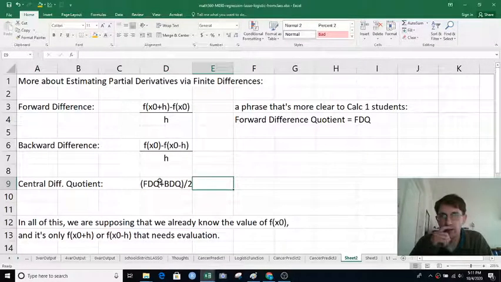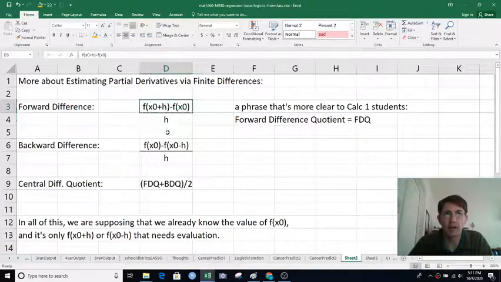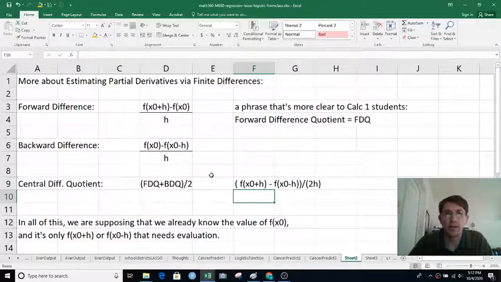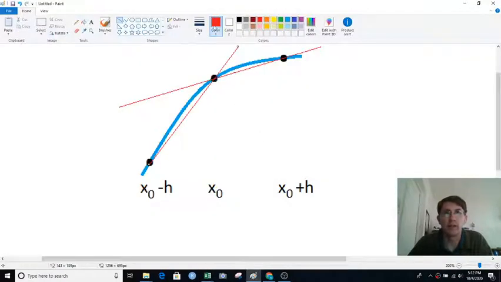Another way to think of it is, if you do the algebra of adding this and this, you'll see that the f at x naught cancels because it's negative here and positive there. And so you get f at x naught plus h minus f at x naught minus h, and divide by 2h, because the 2 here multiplies the h there. So another way of thinking of that is we're taking a line that goes from here to there, because we're just using those two y values.